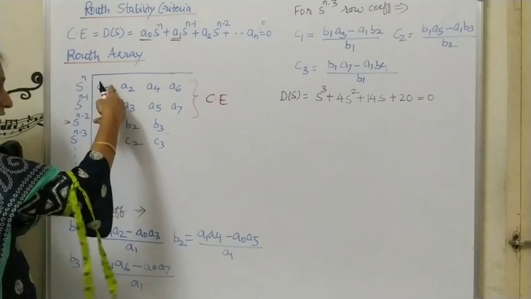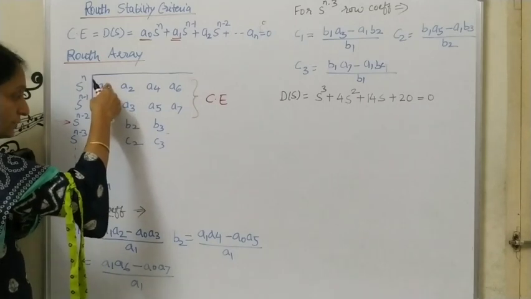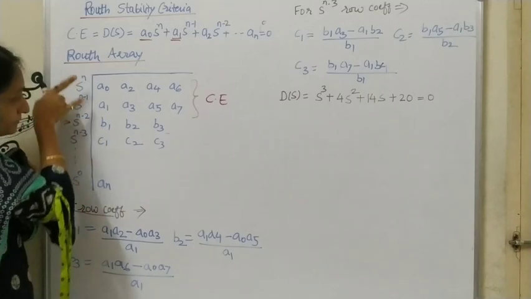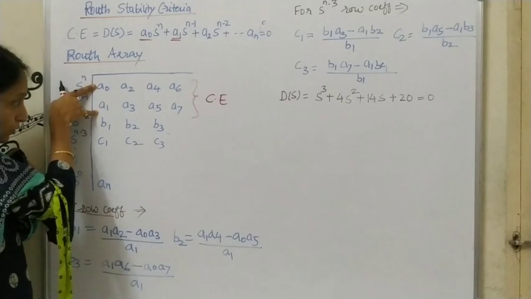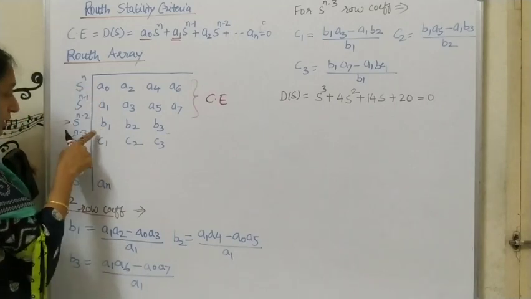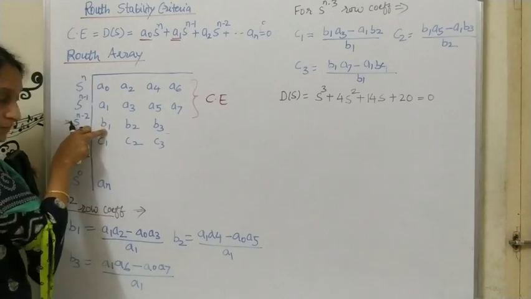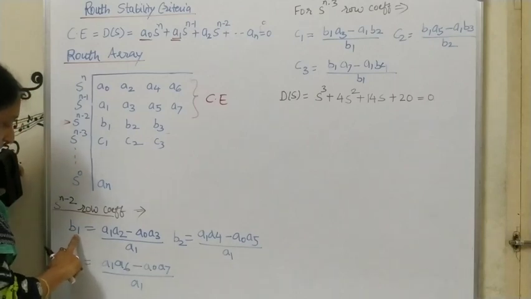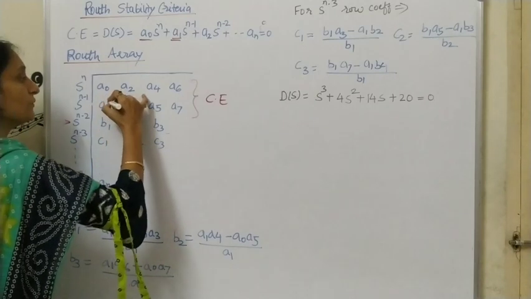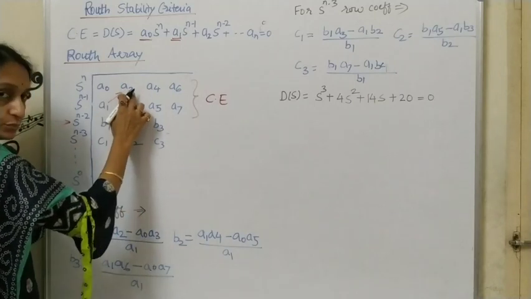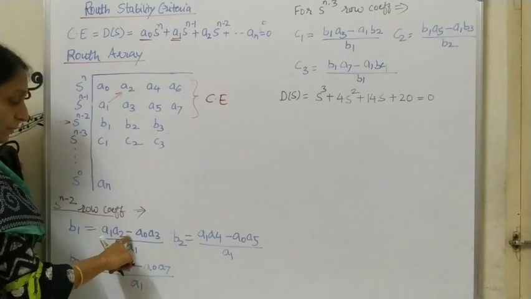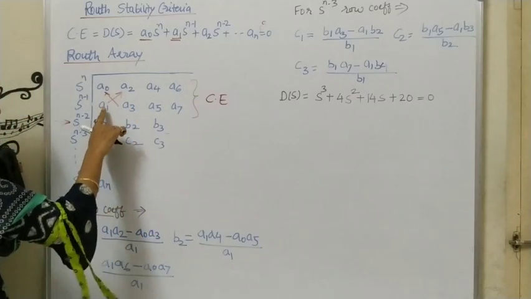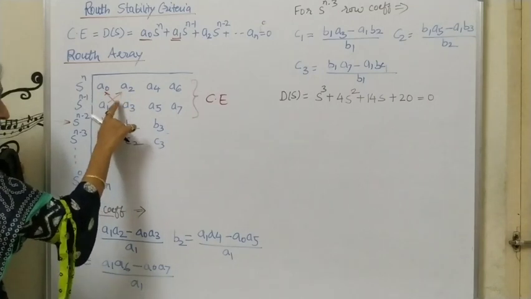Suppose you have to calculate the value of B1. You need to take the two rows just above the row where we need to calculate the coefficients. So look at this. B1 is equal to a1 into a2 minus a0 into a3. Again I am repeating: a1 a2 minus a0 a3 upon a1.